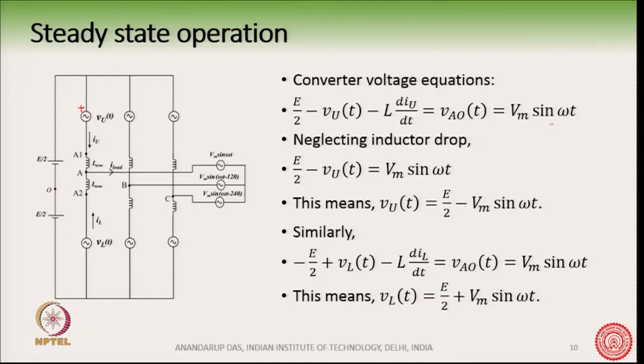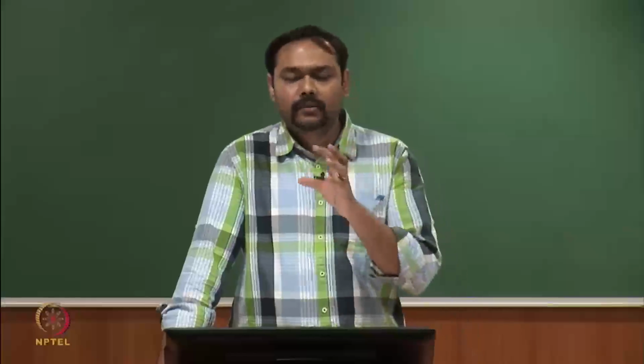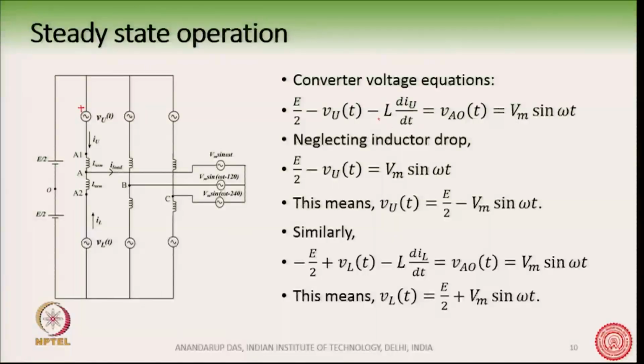This is the governing equation written here. If I neglect the inductor drop, then I can simplify this equation and write E by 2 minus V u t is equal to V m sin omega t. I just neglect the L di dt drop. Now, this is a fairly good approximation. We will see some example later where you will see that the inductor size is pretty small and the energy stored in the inductors under steady state is pretty small. So, it is a fair approximation to have this L di dt under steady state to be quite small.